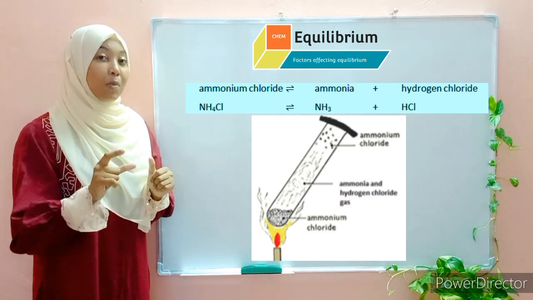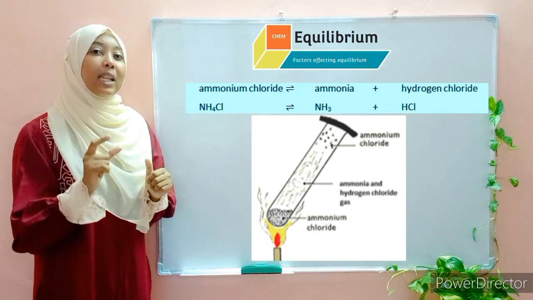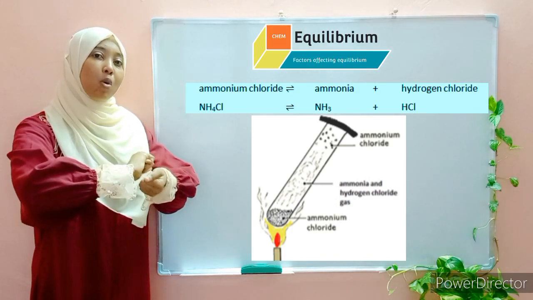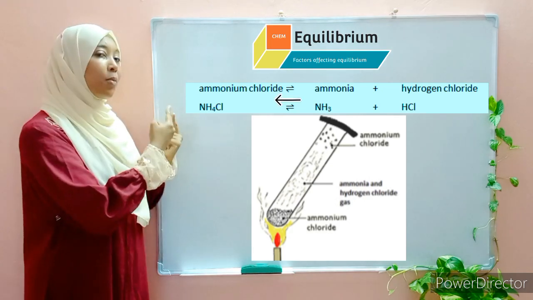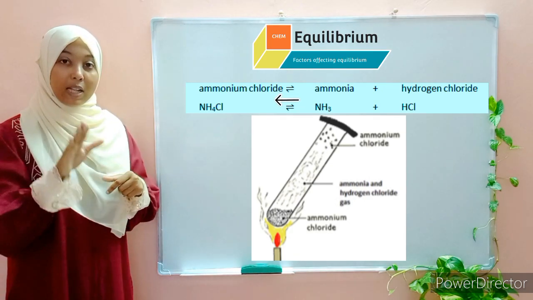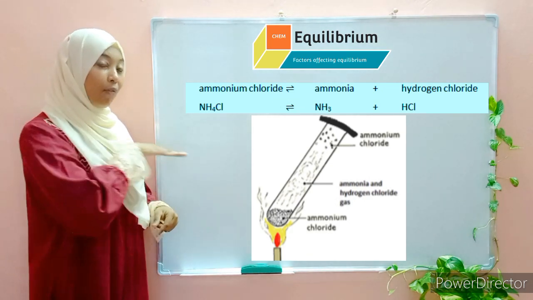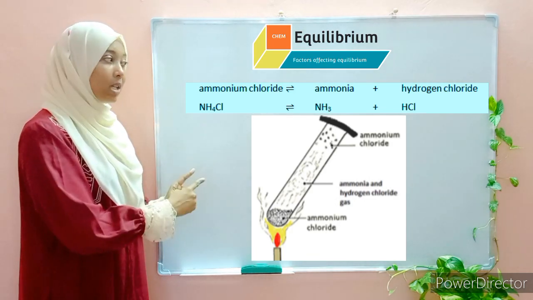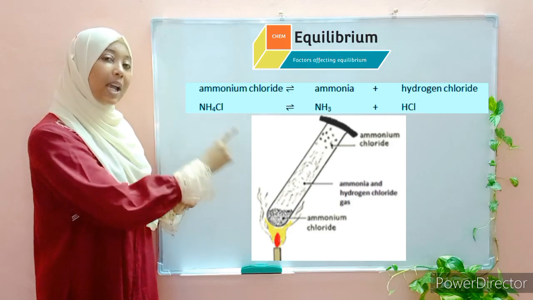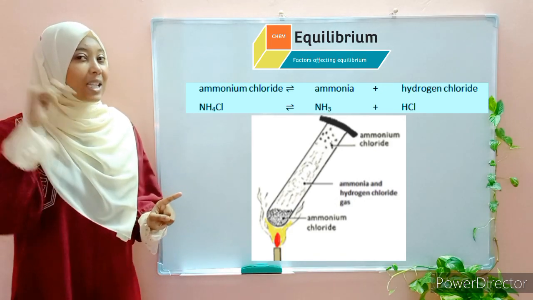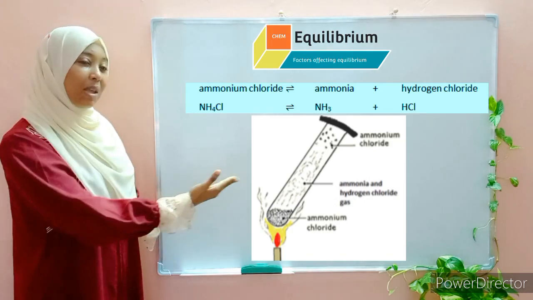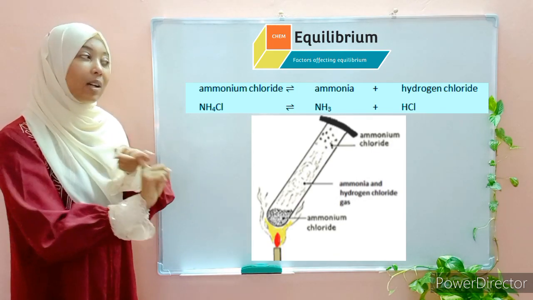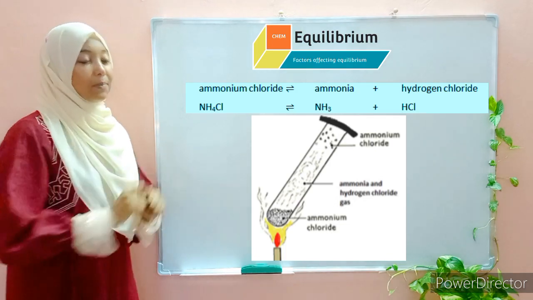Once some of the products have formed, you will find that some of these ammonia and hydrogen chloride will start recombining with one another to form ammonium chloride. So at this point, we are having the forward reaction taking place, whereby ammonium chloride is dissociating to form ammonia gas and hydrogen chloride gas. Yet at the same time, we are also having the backward reaction. These two products are recombining with one another to form ammonium chloride.